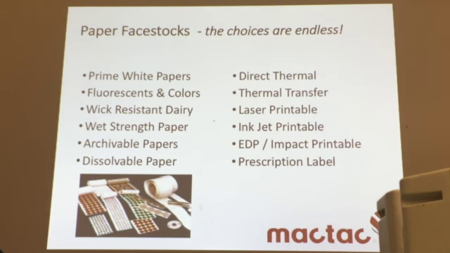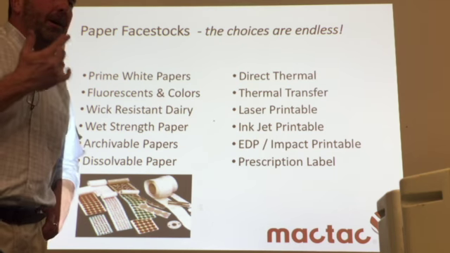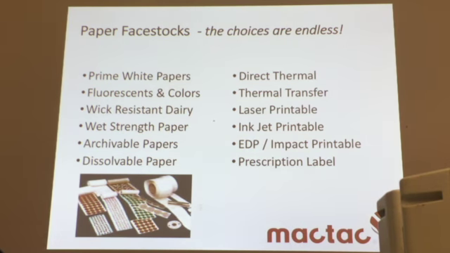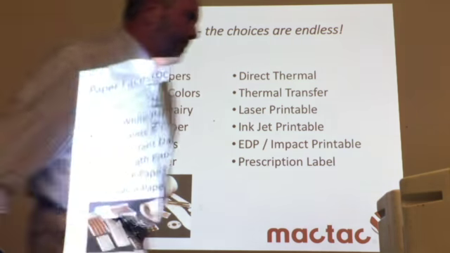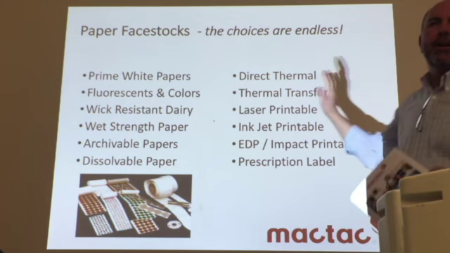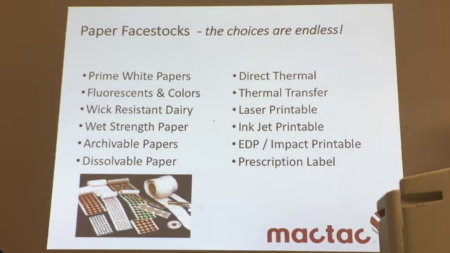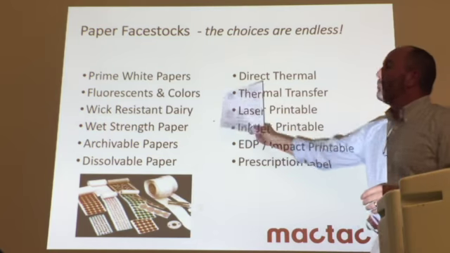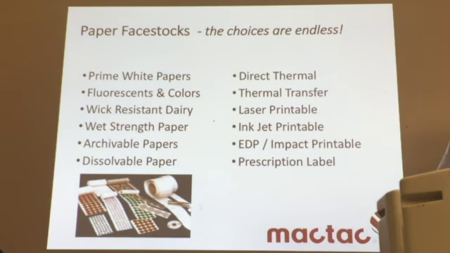All right, any questions? All right. Okay, so we're going to talk about different paper face stocks. In your catalog or in your folder, I put in samples of different fluorescents, prime white papers, and a catalog too. Now, I don't want to get into all this because this will take days to go through all the catalog, but the important thing I just wanted to talk about, we've got prime white papers, so it's going to be semi-glosses. It's going to be a majority of what you would run.